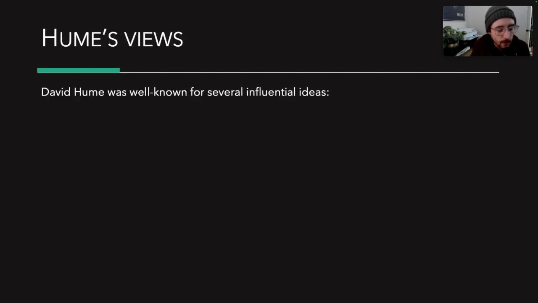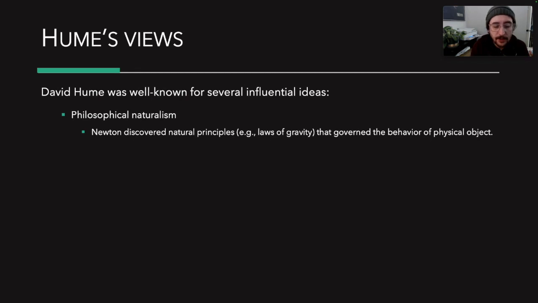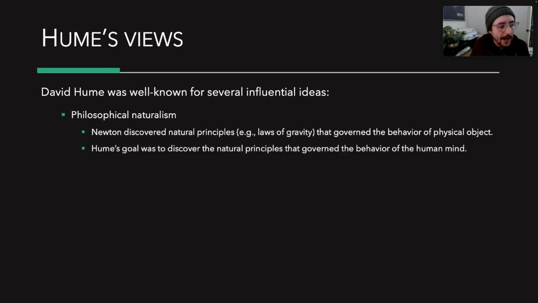So he was well known for defending a number of influential ideas, including a kind of philosophical naturalism. So Hume was incredibly influenced by people like Isaac Newton, who discovered natural principles like the laws of gravity that govern the behavior of physical objects and could be used to understand how they behave. And Hume's goal was to try to discover analogous natural principles that govern the behavior of the human mind.